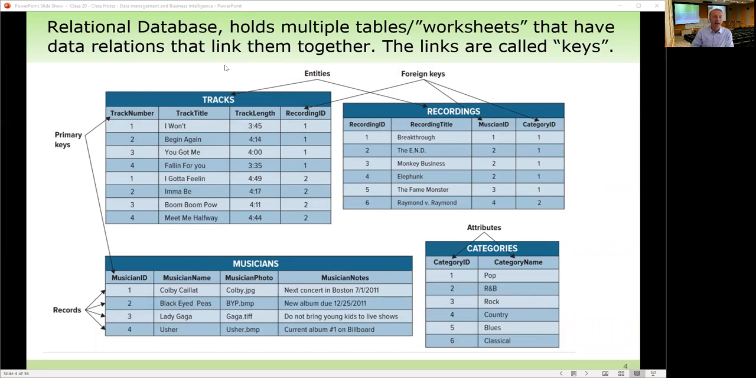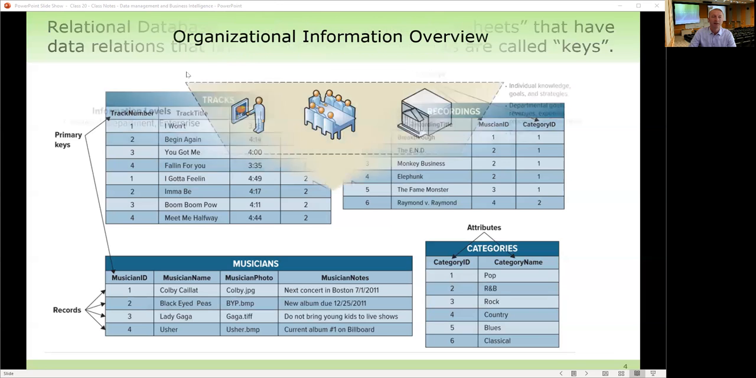And I can see here we have a data sheet, for instance, called tracks with a track number, which identifies each of the rows. We have a recordings worksheet with recording ID that defines each of the rows, and so forth, musicians and categories. Now, when we can relate different identifiers to each other, then the different tables are related. So they are related through these different keys, and that's how the different data in a database is related to each other, and that's why it's called a relational database.